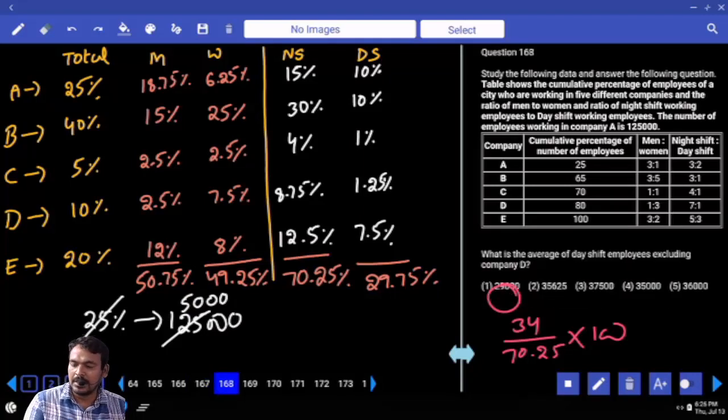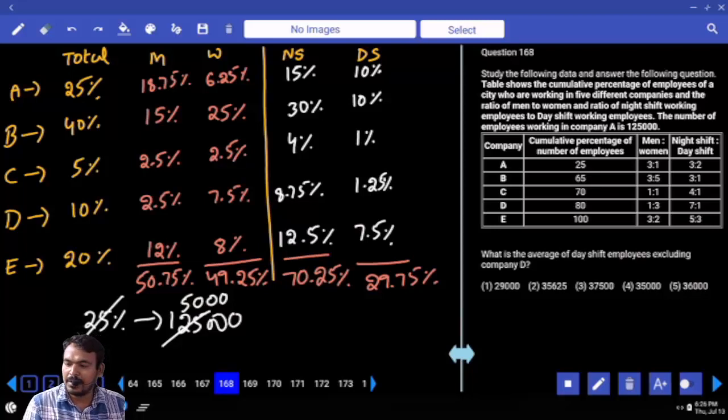Next 168. What is the average of day shift employees excluding company D? What is company D? What is the total day shift employees?